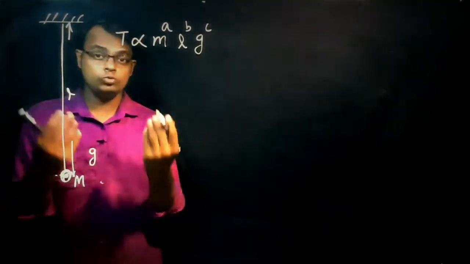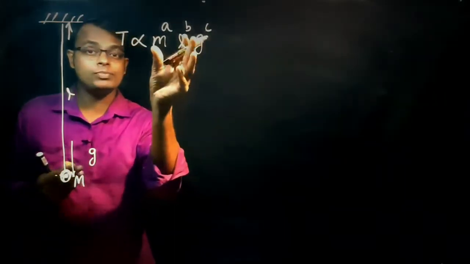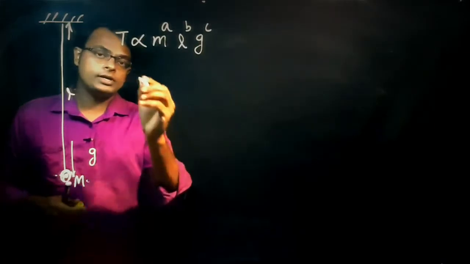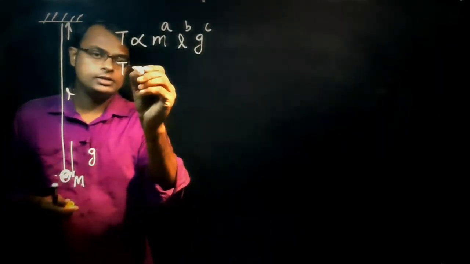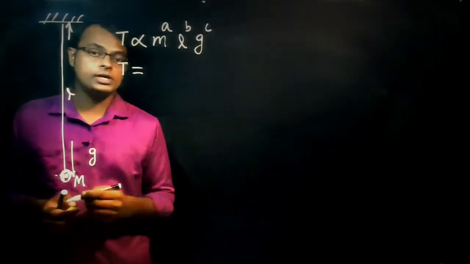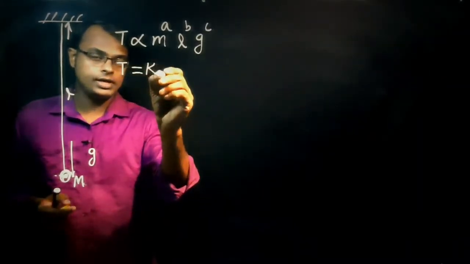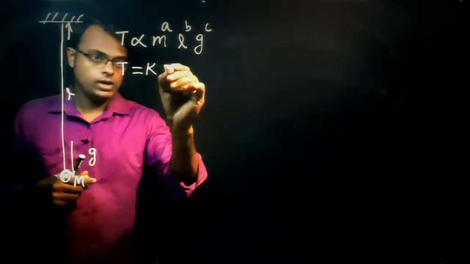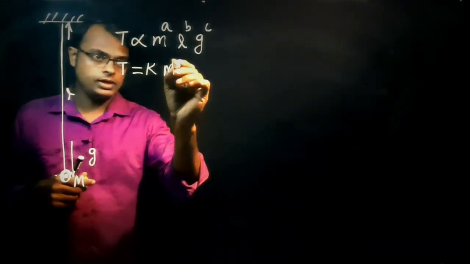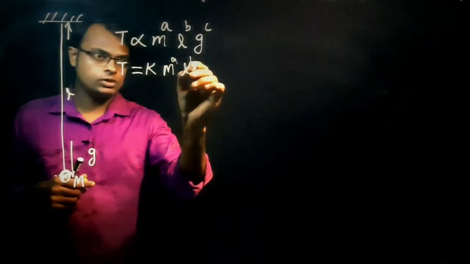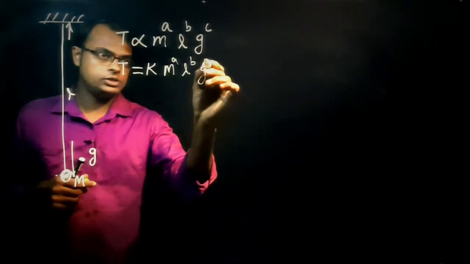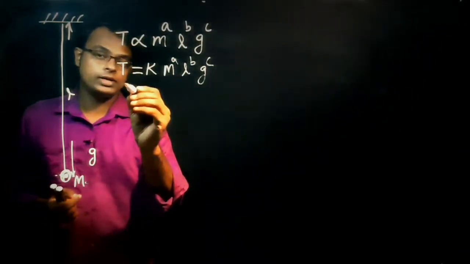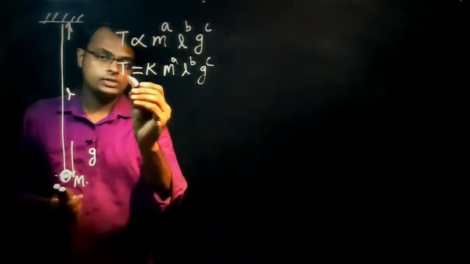We are assuming that these physical quantities may determine the time period of a simple pendulum. Therefore, we can write this formula as T is equal to, avoiding the proportionality sign by multiplying with a constant k, that is a dimensionless constant. So mass to the power a, length to the power b, and g to the power c. Now let's write the dimensional formula on LHS as well as RHS. What is the time period?